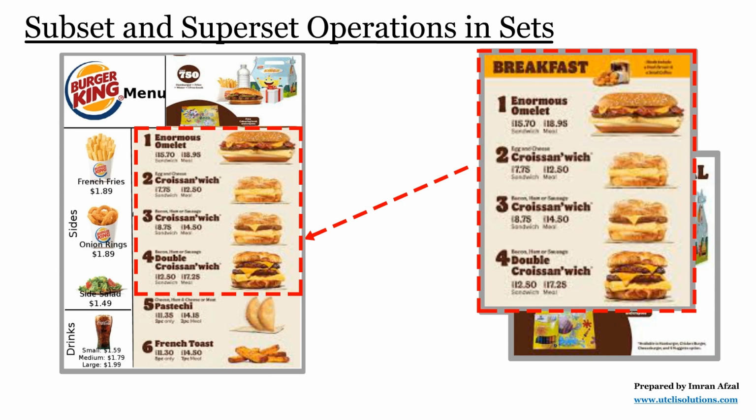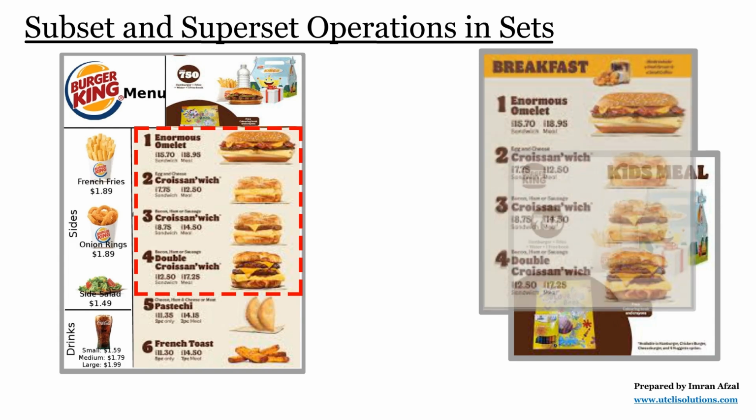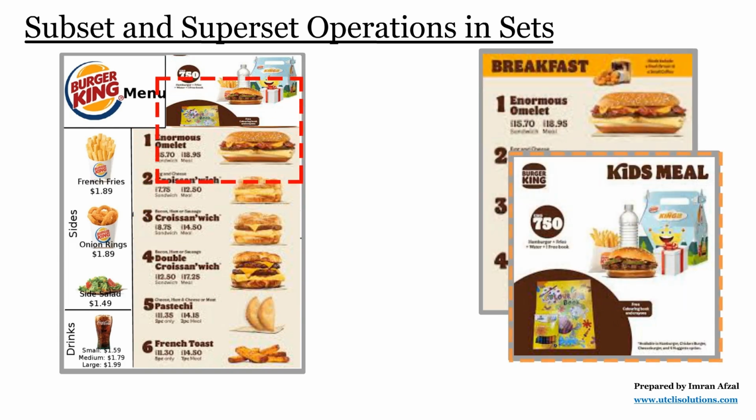On the other hand, they use superset operation in their software to ensure the full menu contains all items from smaller menus like the kids menu. This simply verifies that the full menu includes everything from the smaller menus along with additional items, ensuring the right options are available without mistakes.